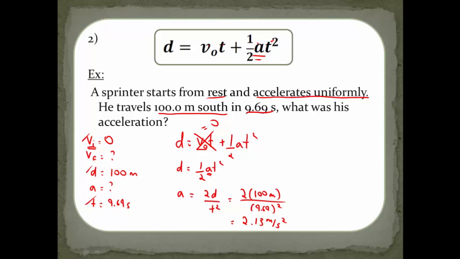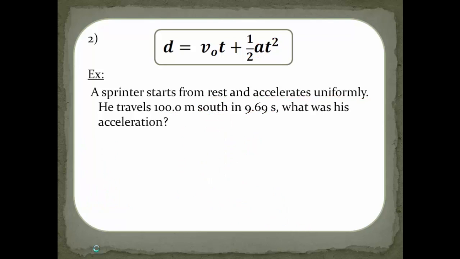Again, acceleration is a vector, so we need a direction. Well, he traveled 100 meters south, which means we accelerated from rest to some speed going south. That means it was also pointing south. We sped up to the south, therefore our acceleration's in the south. Okay? Wicked.